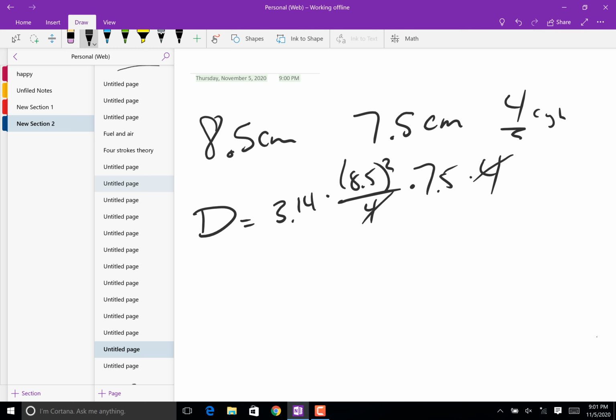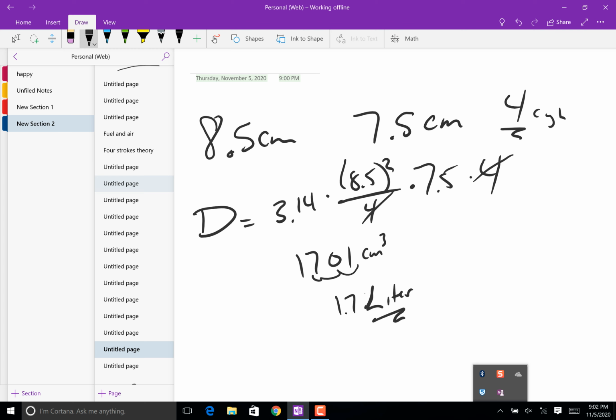Ooh, looky there. 1,701 centimeters cubed, which we then would say is a 1.7 liter engine. Okay? It is that easy, my friend. There is not much to that.